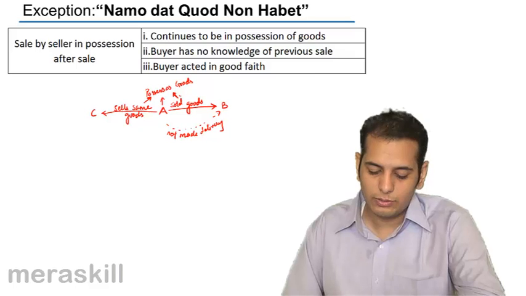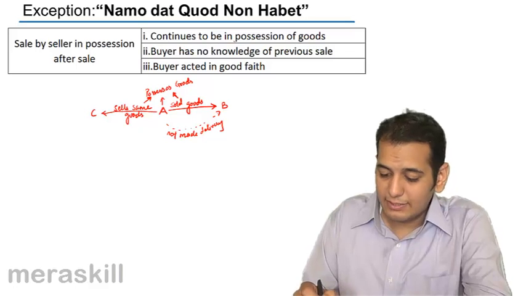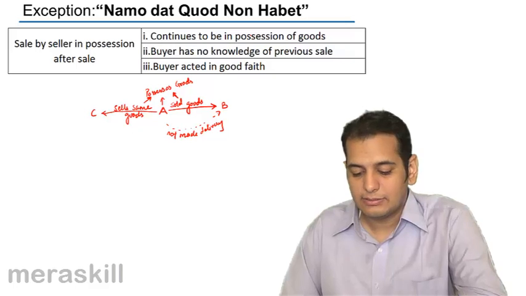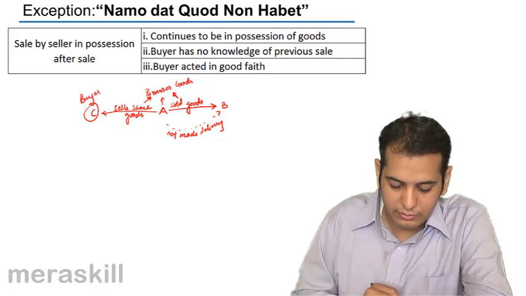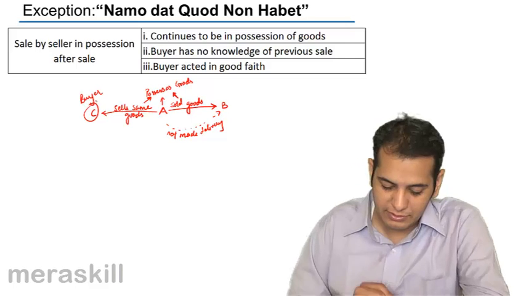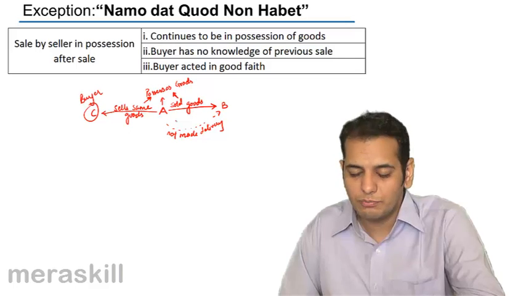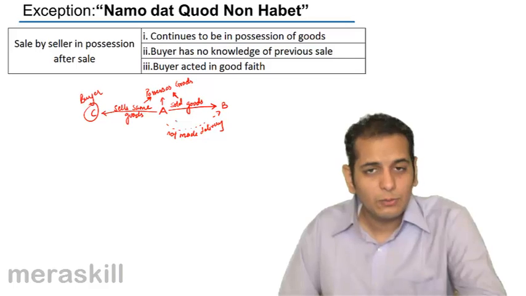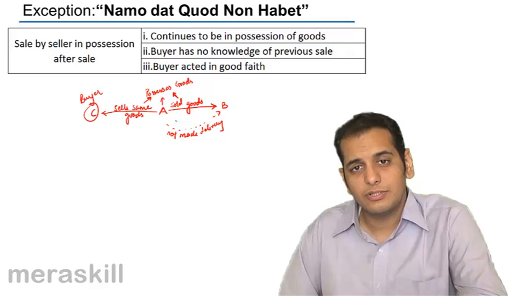Yes, he can do it, provided A is in continuous possession of the goods. That means he has not delivered the goods to B. Second, the buyer, he is the buyer that we are talking about here, has no knowledge of the previous sale. The buyer does not know that there's a sale between A and B. C should not be knowing that. And he has acted in good faith. Without any doubt, he has purchased the goods. So, this will constitute a proper sale.